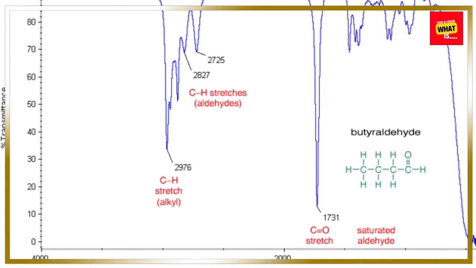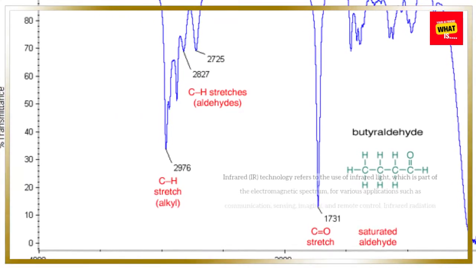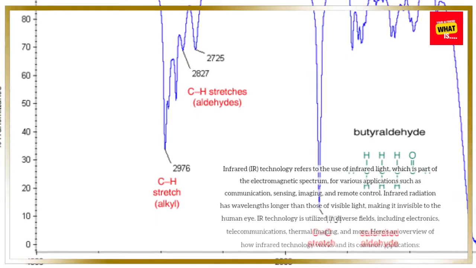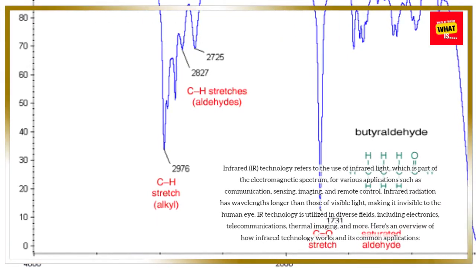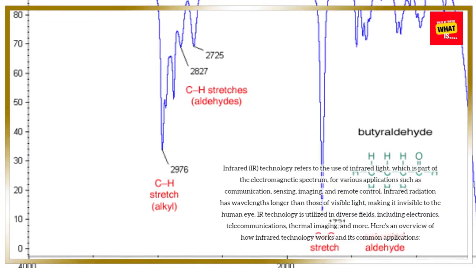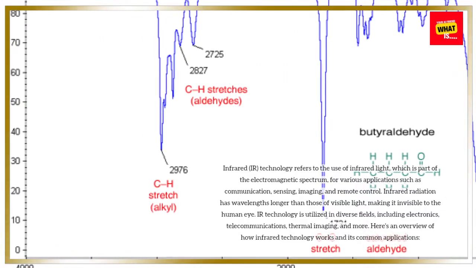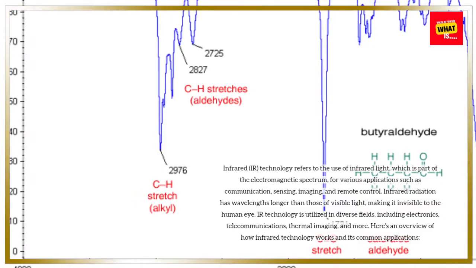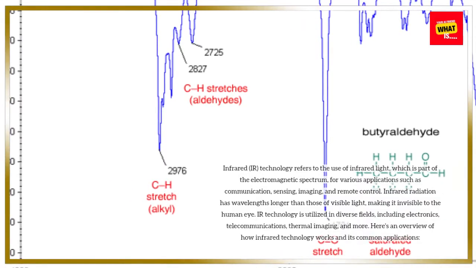Infrared (IR) technology refers to the use of infrared light, which is part of the electromagnetic spectrum, for various applications such as communication, sensing, imaging, and remote control. Infrared radiation has wavelengths longer than those of visible light, making it invisible to the human eye.